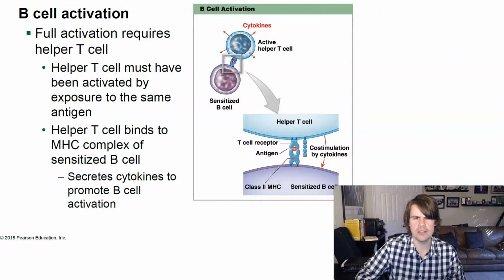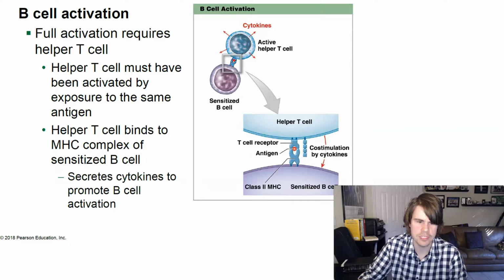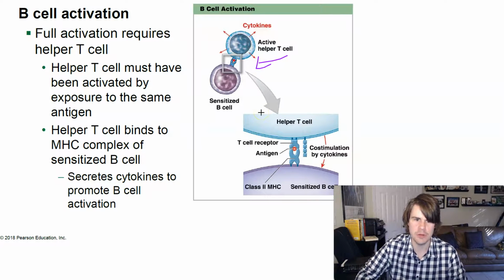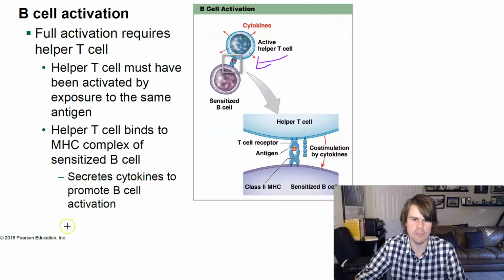Not only are T cells activated, but B cells are as well. So full activation requires helper T cells. T cells have to activate a sensitized B cell, which means one that has been exposed to the antigen. Helper T cells must have been activated by exposure to the same antigen. So you can see that there's some regulation here, some steps you have to go through.